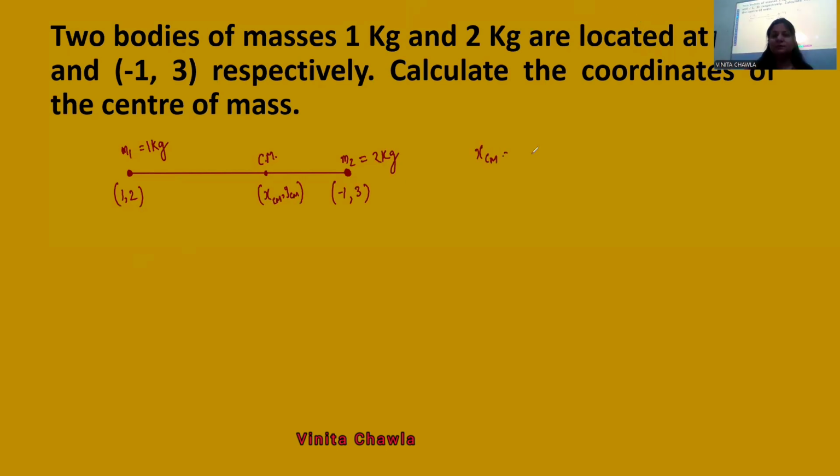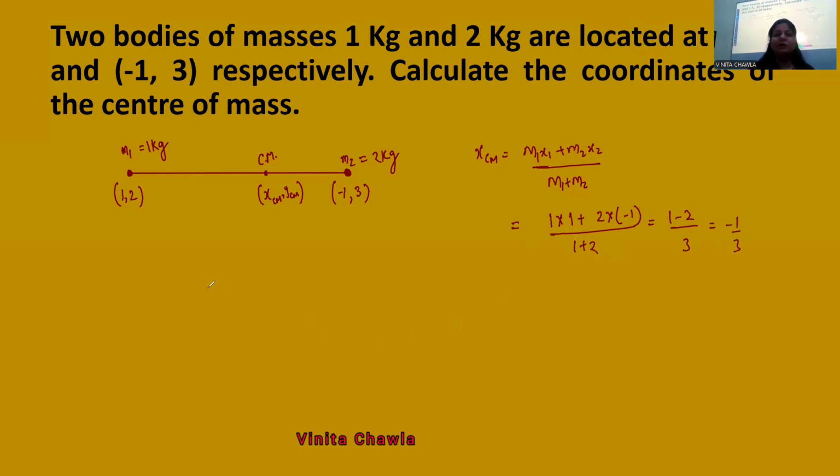xcm is (m1 x1 plus m2 x2) upon (m1 plus m2). Put the values. m1 is 1, x1 is 1, m2 is 2, x2 is -1, and m1 plus m2 is 1 plus 2. So it's (1 minus 2) by 3. Answer is -1 by 3.